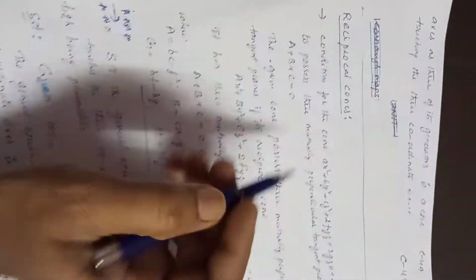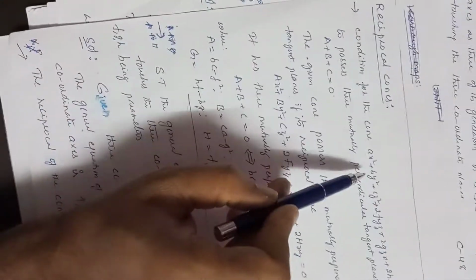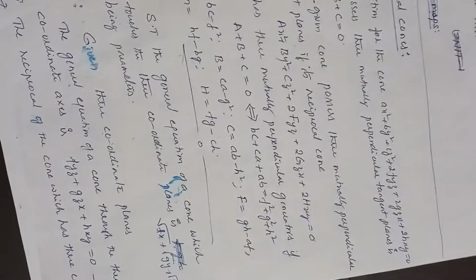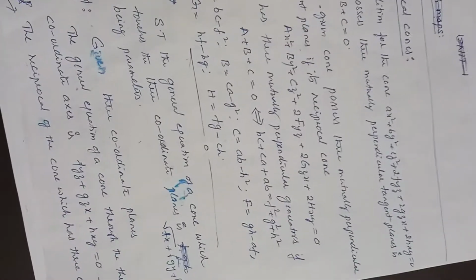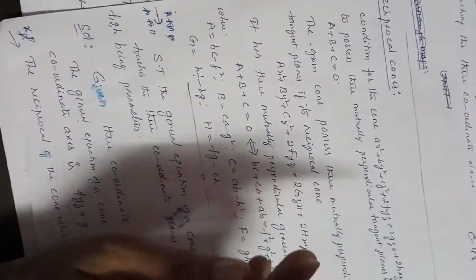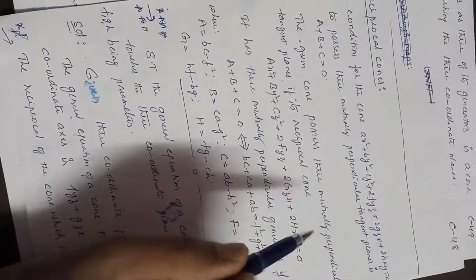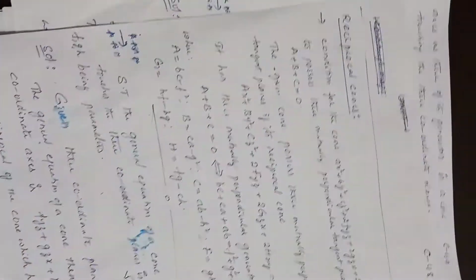Next one is reciprocal cones, the reciprocal condition for the cone. What is the general equation of a cone? ax² + by² + cz² + 2fyz + 2gzx + 2hxy = 0. This is the general equation of a cone. Now it possesses three mutually perpendicular planes if this condition is equal to 0.